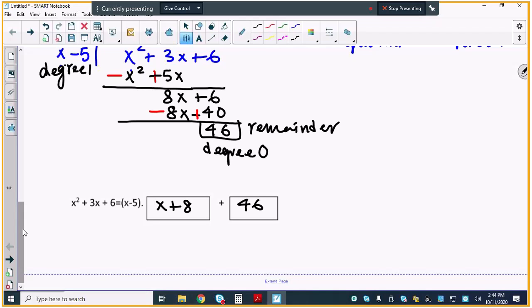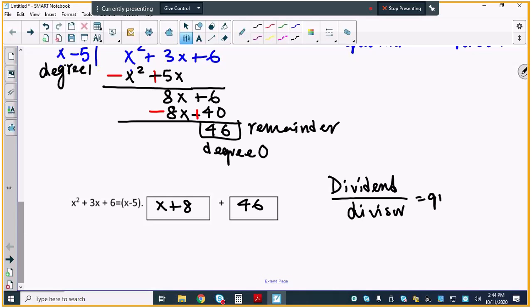We can also do a division and write our answers as the dividend polynomial, which is what you are dividing, over the divisor, is equal to the quotient polynomial plus the remainder over the divisor. There is one other form of writing the answers. Depending on the problem, we will be instructed to choose the proper form.